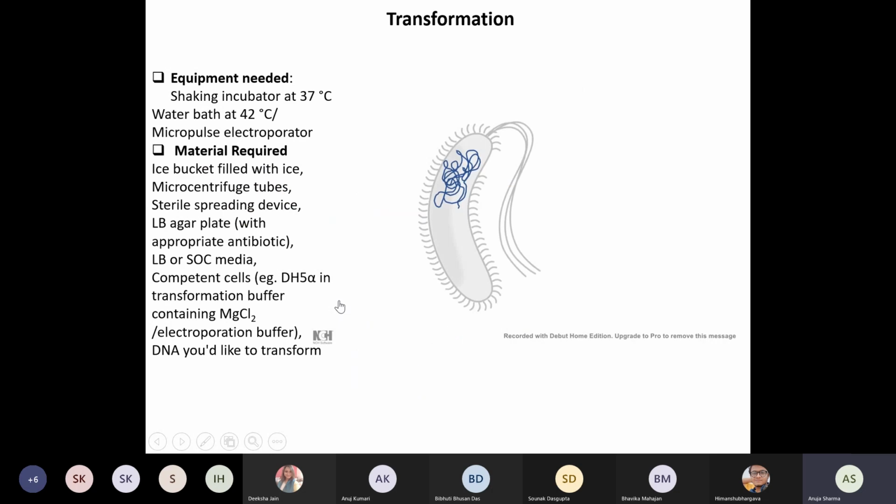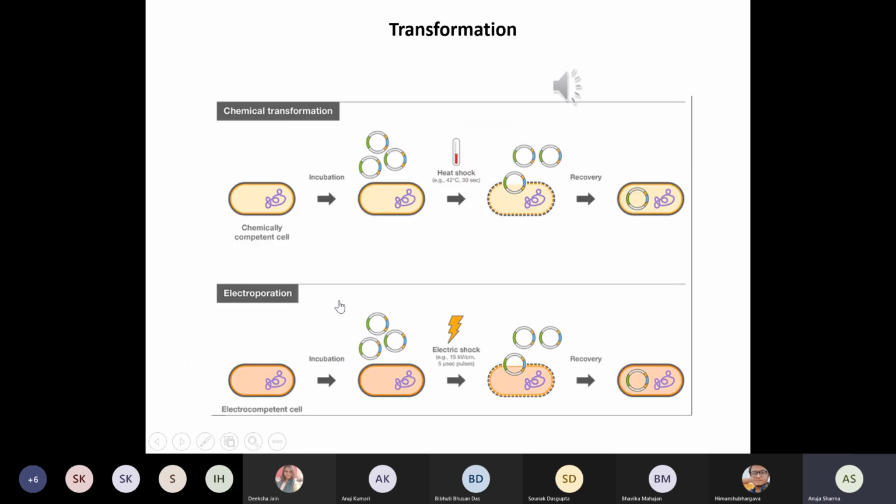And it would also amplify the number of copies of our gene of interest, which is inside the plasmid. This was the basis of transformation, using different methods so that your recombinant DNA can go inside and the bacteria can take it up. For transformation, we can have different methods like chemical transformation or electroporation, depending on the bacteria you are using.